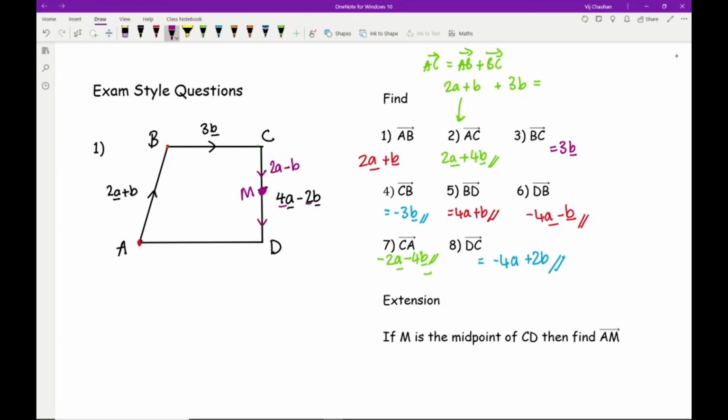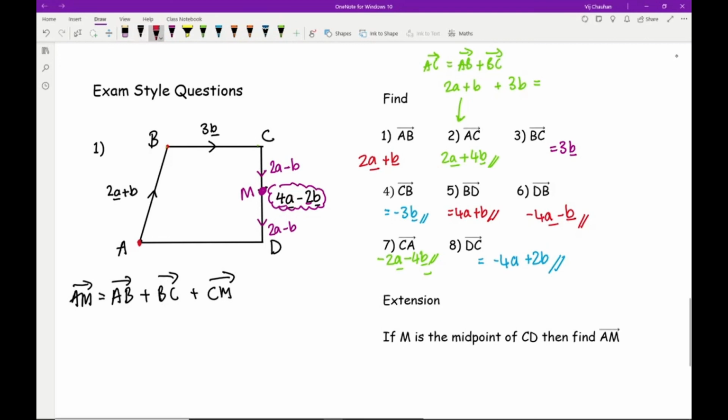So the distance here is going to be 2A minus B, and if I join those two things together I'm going to get the total vector here. So the question's asking me to go from A to M. To get from A to M, the route I'm going to go is A to B plus B to C and then C to M.